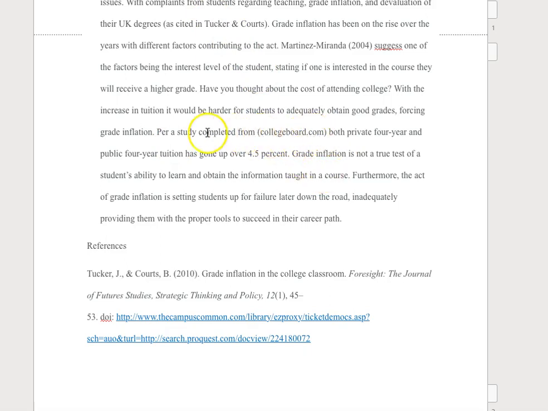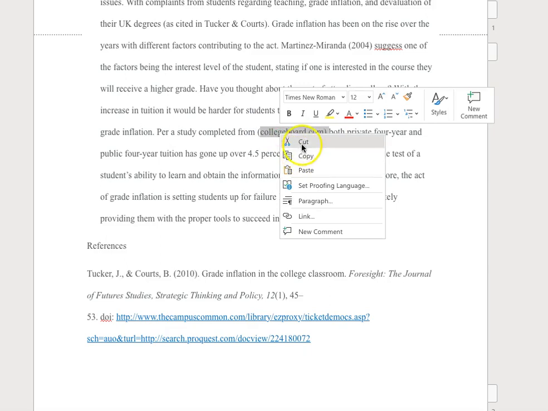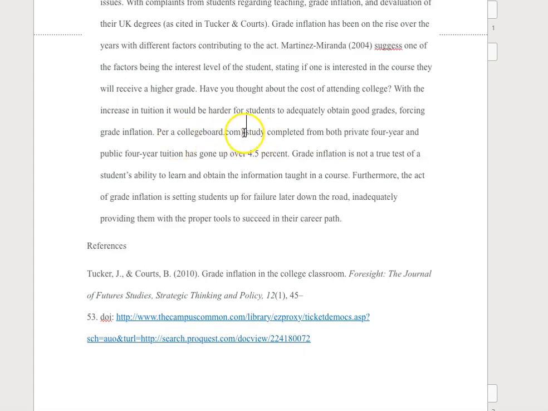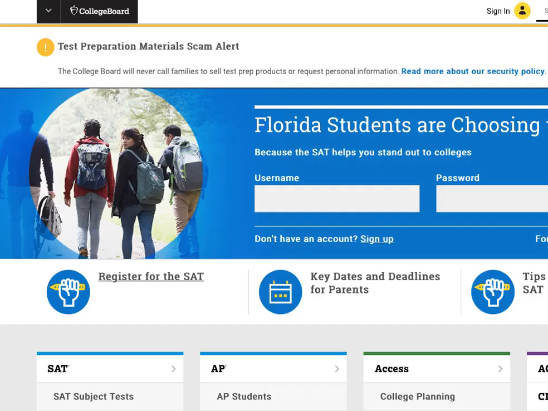that for a study completed from, I would kind of clean it up a little bit. Per a College Board study, I would check College Board to see if it was capitalized. I suspect it is the name, a proper noun phrase. I'm going to go up here for a second and check that the College Board is capital C and capital B, and it does not consider itself a .com in that way.